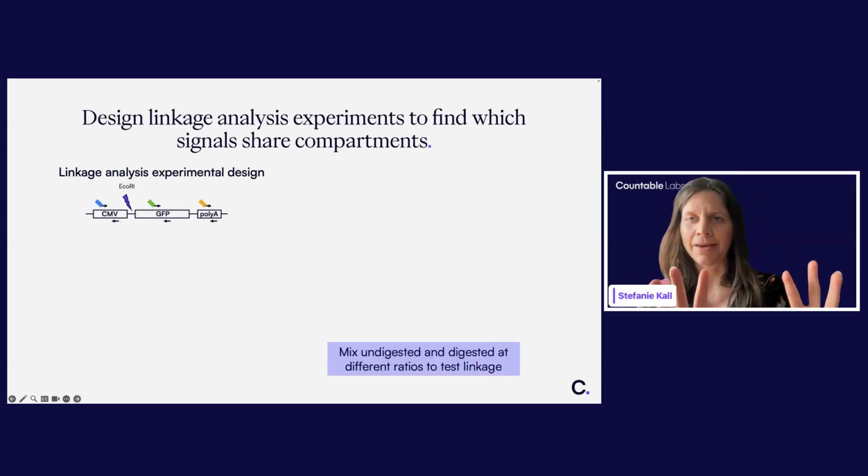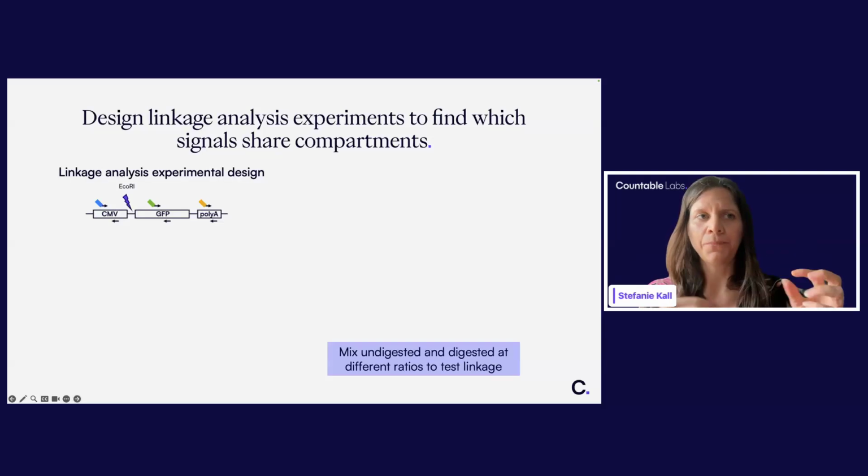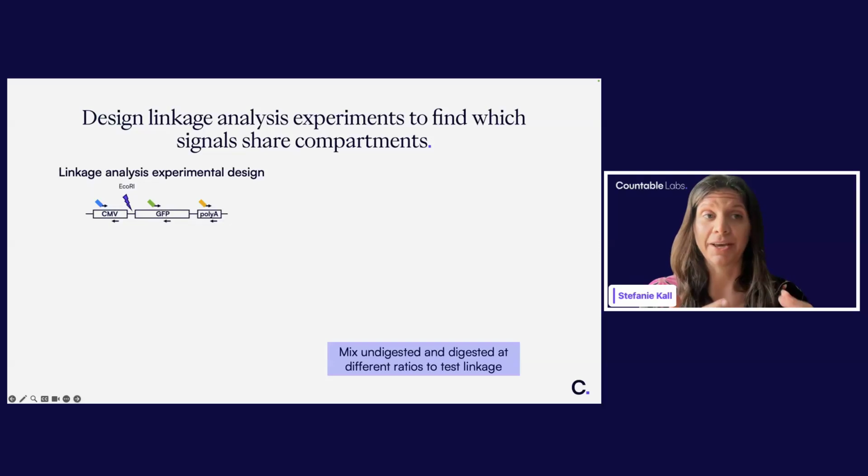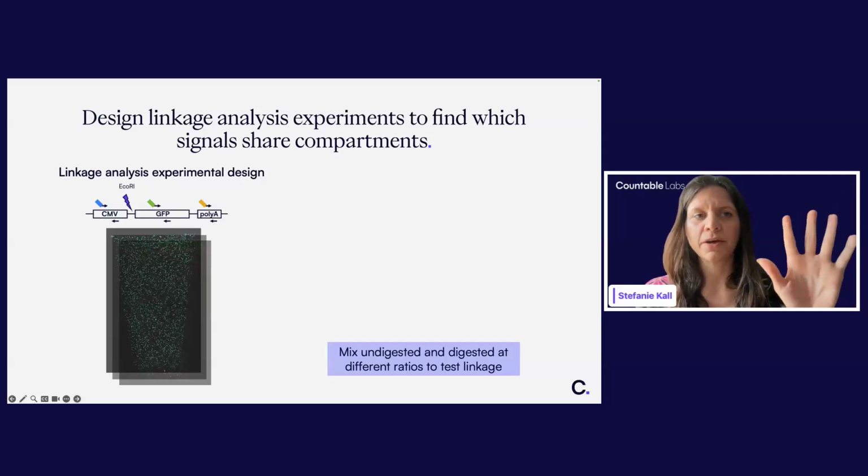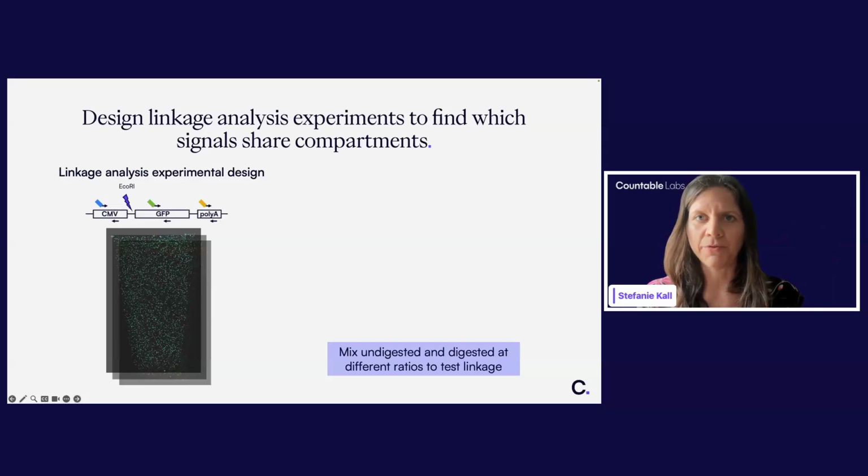Now, using that same vector, we inserted a restriction digestion site in between the CMV enhancer and the GFP transgene. And then what we wanted to do was mix the undigested and digested at different ratios in order to test linkage. So first, what that looks like a little bit, this is a representative light sheet from each of those channels, layered on top of each other.